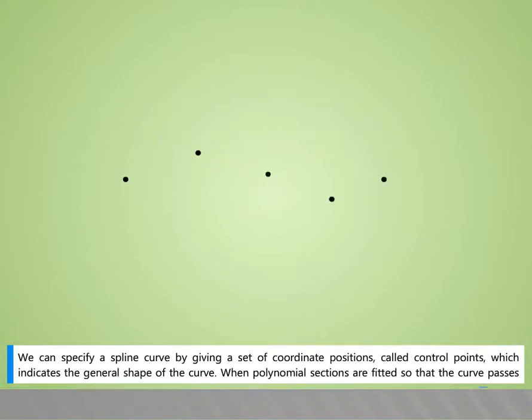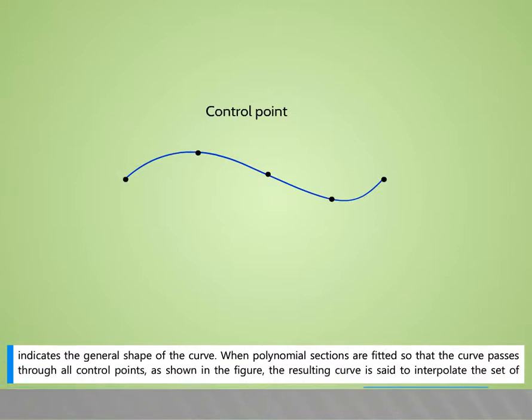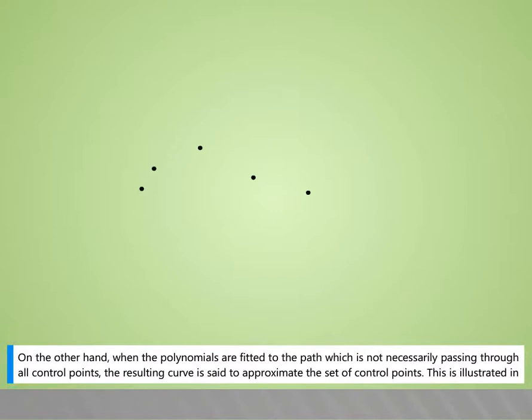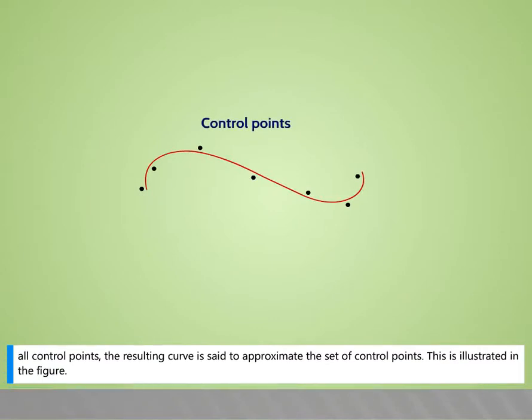We can specify a spline curve by giving a set of coordinate positions called control points, which indicate the general shape of the curve. When polynomial sections are fitted so that the curve passes through all control points, as shown in figure A, the resulting curve is said to interpolate the set of control points. On the other hand, when the polynomials are fitted to a path which is not necessarily passing through all control points, the resulting curve is said to approximate the set of control points. This is illustrated in figure B.